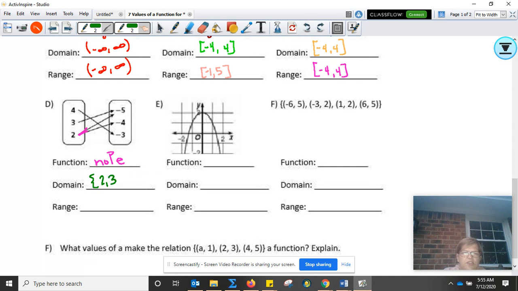And we only write 2 once because we don't need to write it twice. Even though it's used twice, we only write it once. Now, my range is your y's. Remember, domain is x, range is y's. I like to write it in numerical order, so negative 5, negative 4, negative 3.